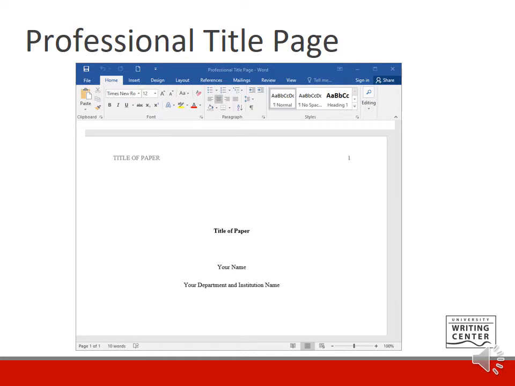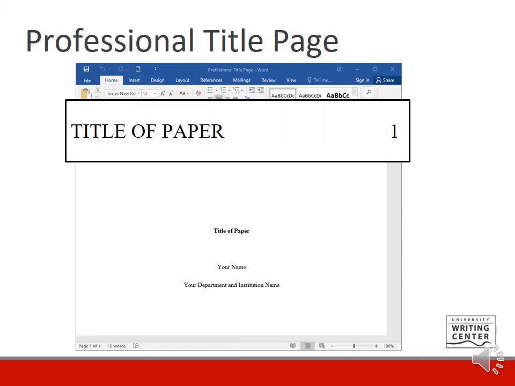The professional title page has more of the familiar elements from APA 6th edition. You probably noticed that it has a running head. However, the preface of running head no longer exists. Instead, it is just the paper's title, shortened if necessary, flush left, and the page number 1 flush right.